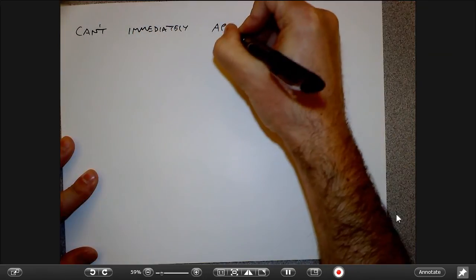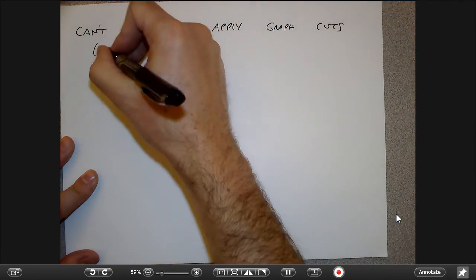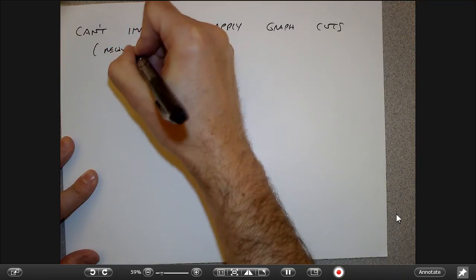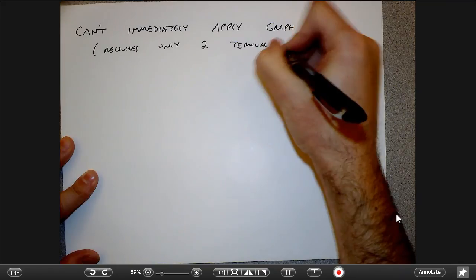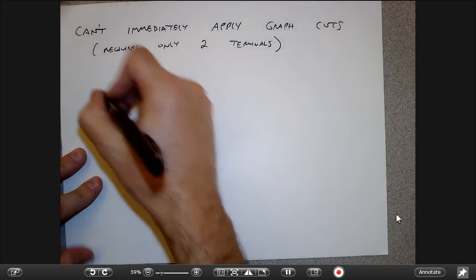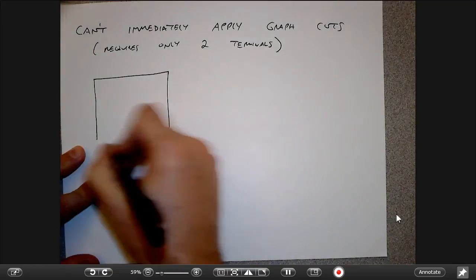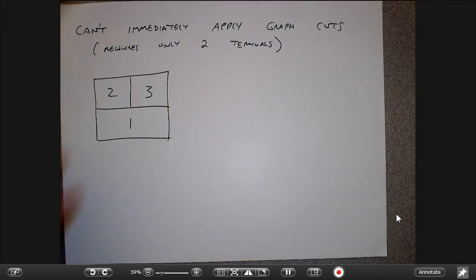And so basically, I can't immediately apply graph cuts because this requires only 2 terminals. So instead what I do is a series of binary graph cuts problems to get to what I want. And so, for example, let's suppose that I have an initial labeling of pixels in the composite that looks like this, okay?